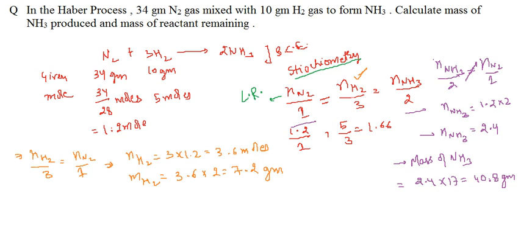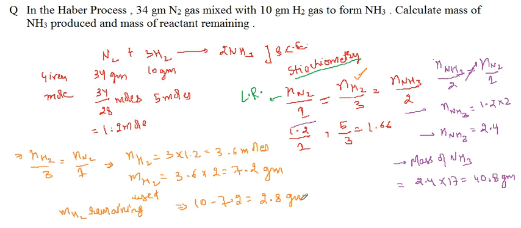And how many grams were given? 10 grams. So the mass of H2 used is 7.2 gram. The mass of H2 remaining will be the mass of H2 given minus the mass used, so the remaining will be 2.8 gram.